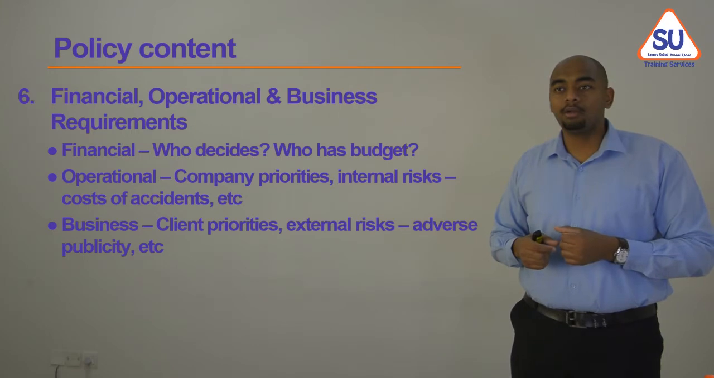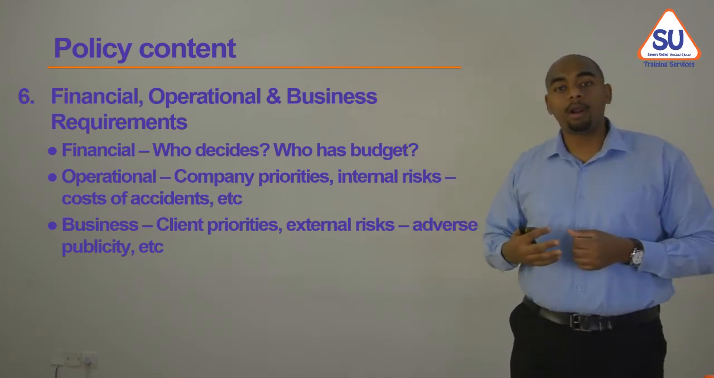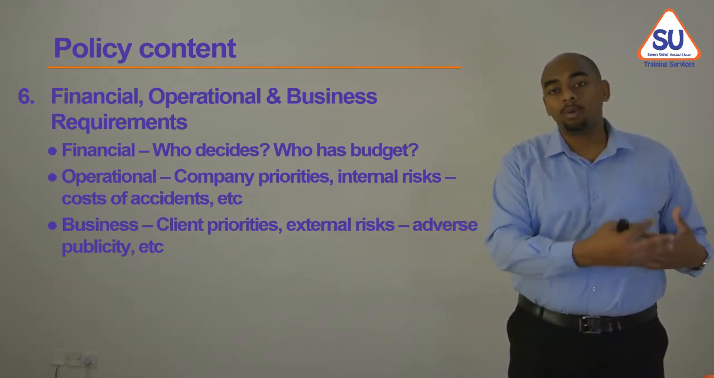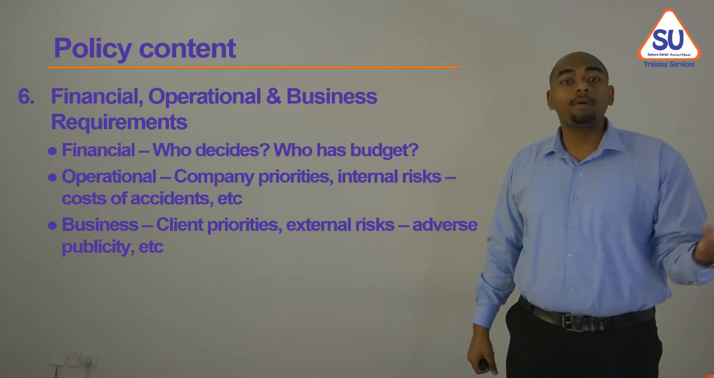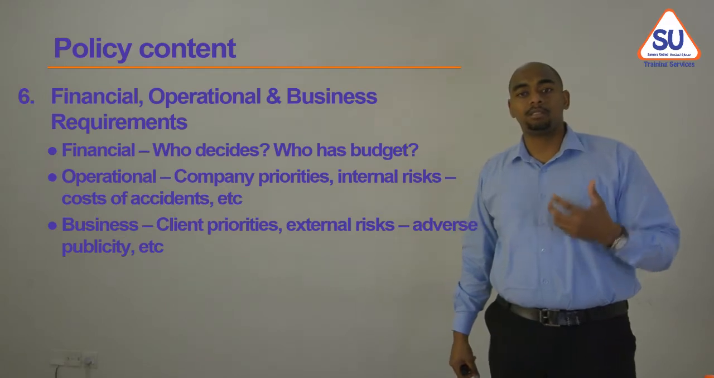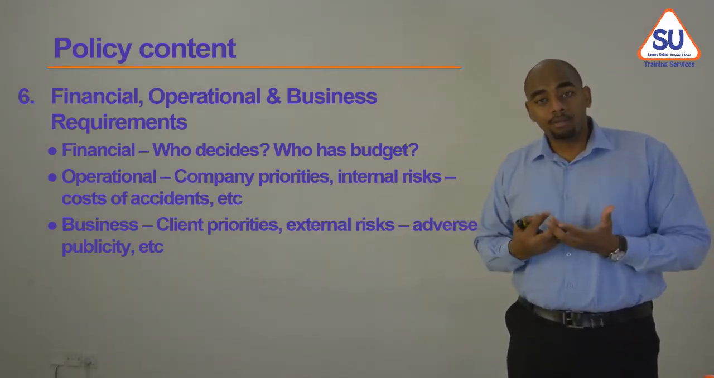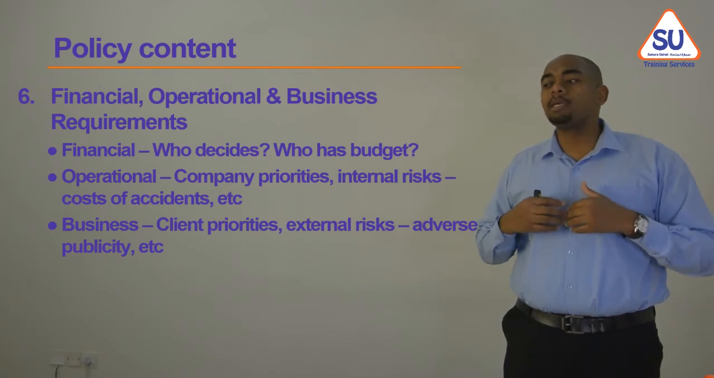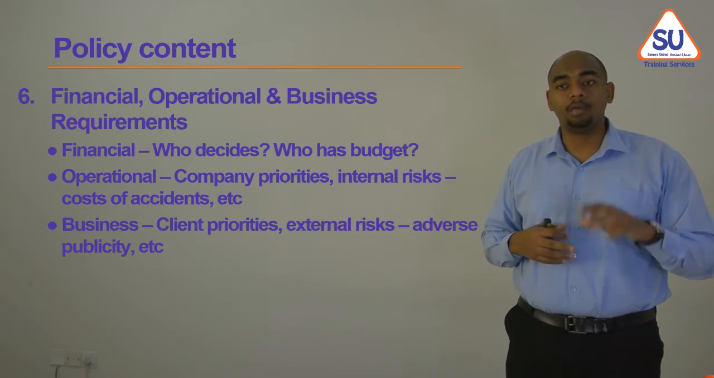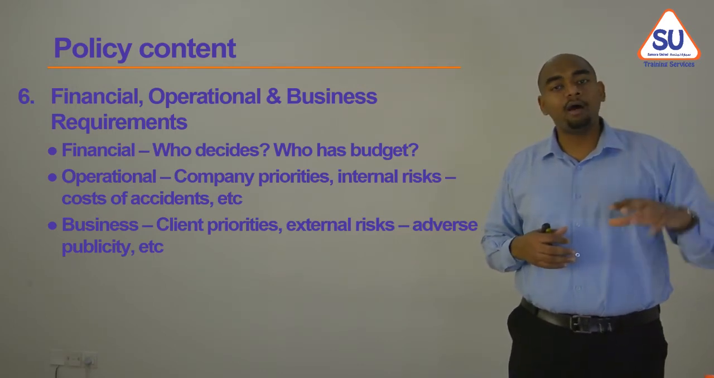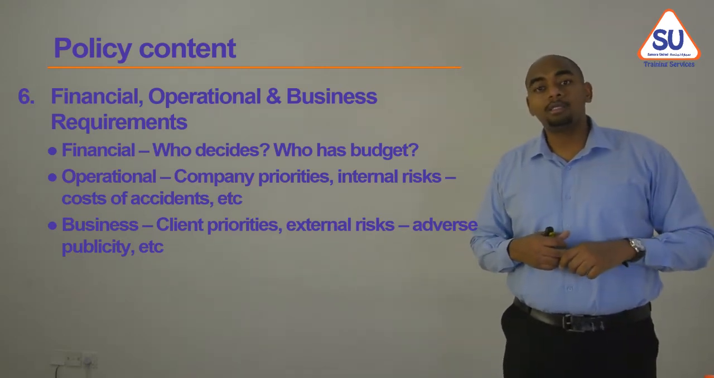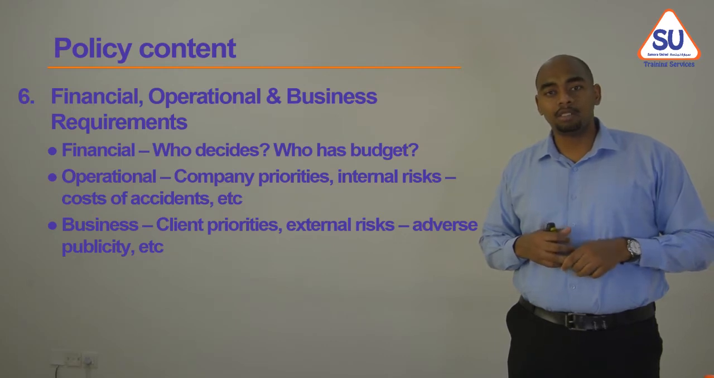The operational requirements, here we mean the company priorities. Okay, company priorities towards the benefits, and also towards the other priorities. Internal risks, and also the cost of accidents. Some organizations, if an accident happens, there will be severe consequences, so they will run out of business within those times. So their costs are very high, so they have priorities more to prevent risks, or to prevent accidents or incidents that could happen.